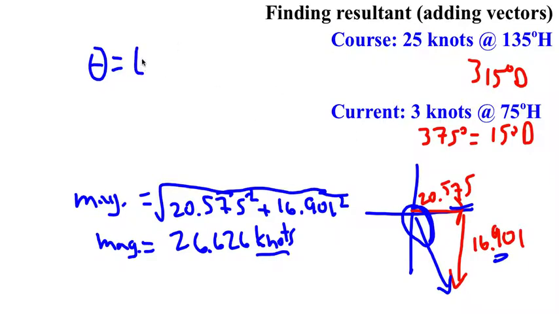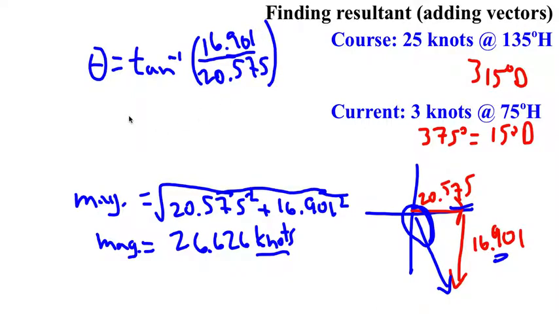Is it always going to be tangent inverse? Yes, as long as you construct it x and then y. Tangent inverse of, in this case, 16.901 over 20.575. This ends up being an angle measure, but it is not, I repeat, not going to be the heading. So 16.901 divided by 20.575 gives 39.4, or 39 degrees.